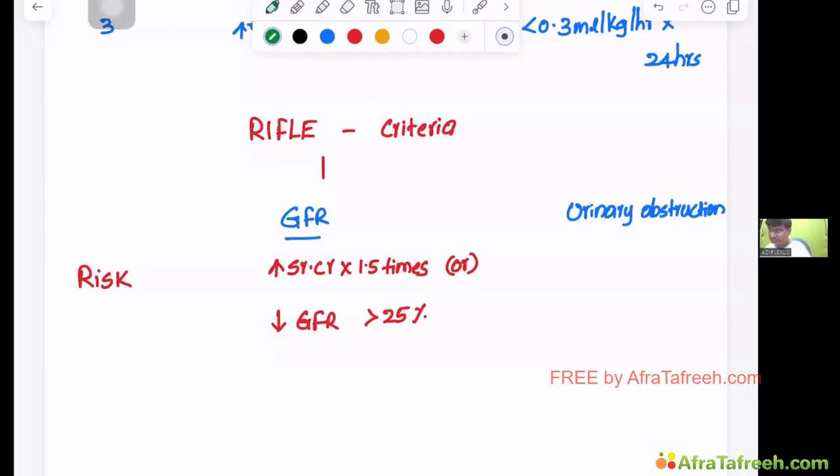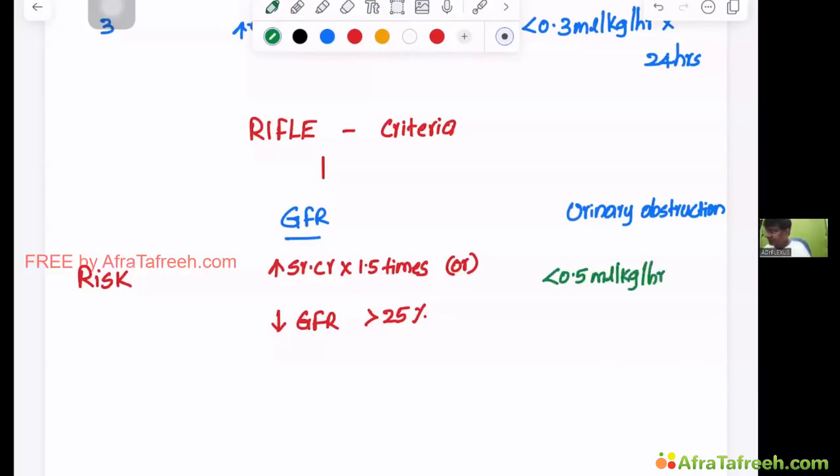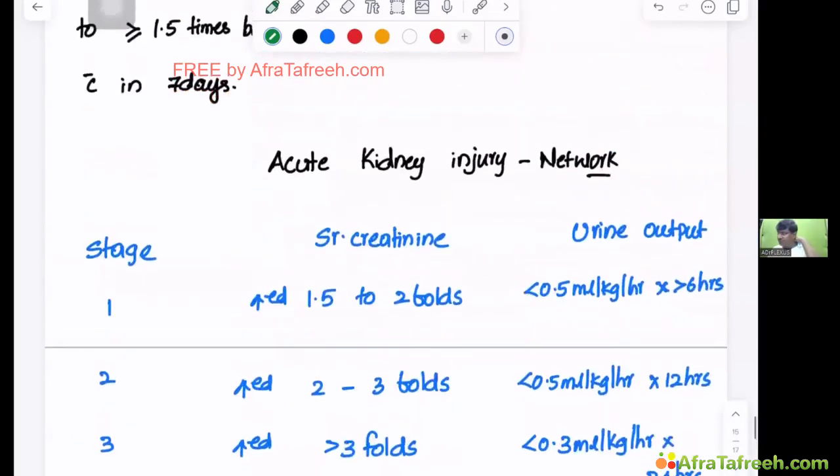How much should the urine output be in risk? That should be less than 0.5 ml per kg per hour for nearly around 6 hours, right? There should be a decrease in the urine output. So this value is almost similar to stage 1 of the acute kidney injury network criteria. There is not much difference here. And even the serum creatinine which is increased is about 1.5 folds.